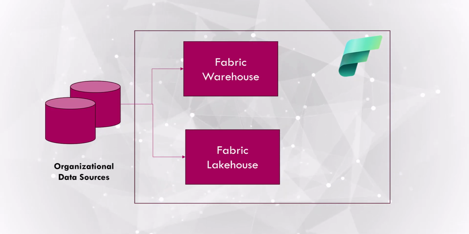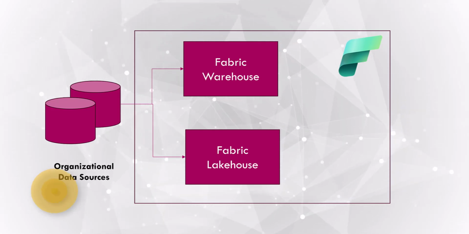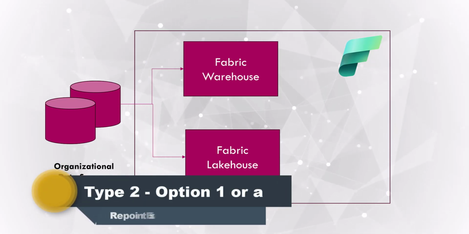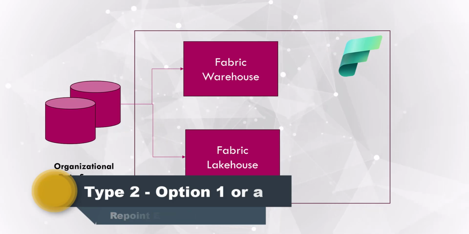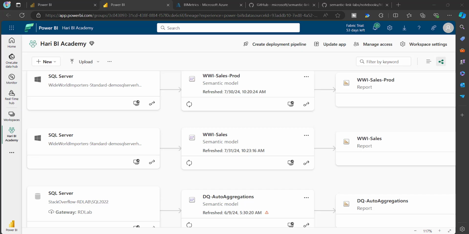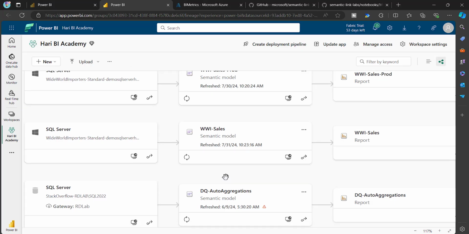Option 1, you have to repoint your existing Power BI reports to your latest Microsoft Fabric data platform data sources. Just to give you an idea, for example, I have created a semantic model called WWI sales, which I have created using this SQL server, right? Basically Azure SQL as a source for this model. On top of that, I have created this report.